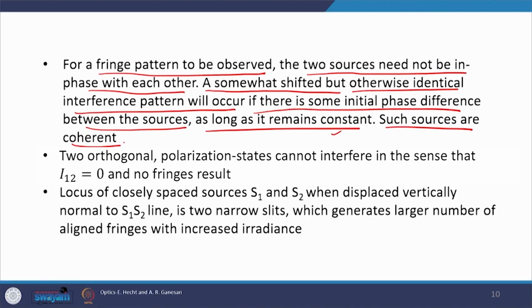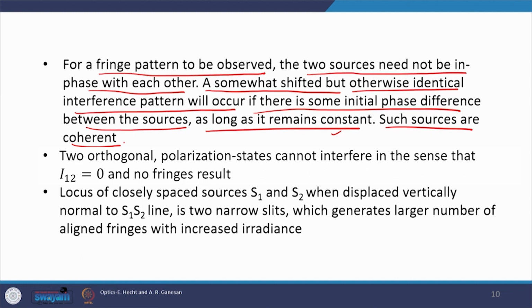Now, if we have two sources and the phase difference between the two is constant, then such sources are called coherent. If the two sources maintain a constant phase difference over a long period of time, then these sources are called coherent sources. We will discuss more about coherence in our forthcoming lecture.